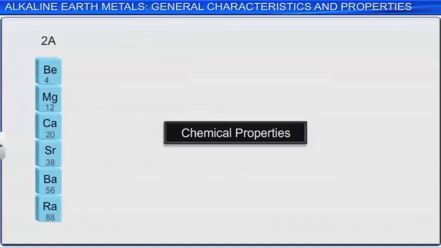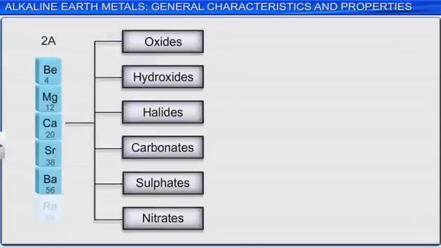The group 2 metals form a variety of different types of compounds. Our focus is on the oxides, hydroxides, halides, carbonates, sulfates, and nitrates. We'll discuss each of these in turn.